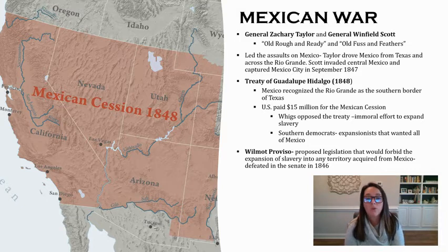Whigs opposed the treaty because, again, they see this as an extension of slavery. The whole reason that they wanted to go to war was so that they could extend the institution of slavery. Southern Democrats were upset because they withdrew from Mexico City. Right? Southern Democrats wanted all of Mexico to be a part of the United States. And it probably couldn't have been that way. You're probably wondering, well, we won, right? We invaded Mexico City. So why didn't we get all of Mexico?